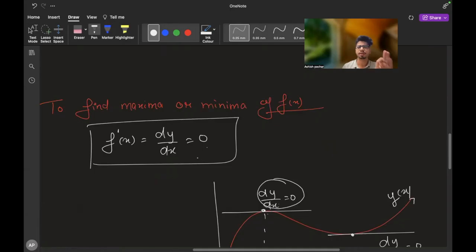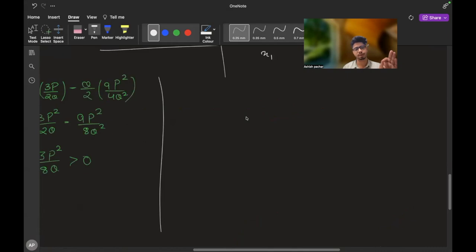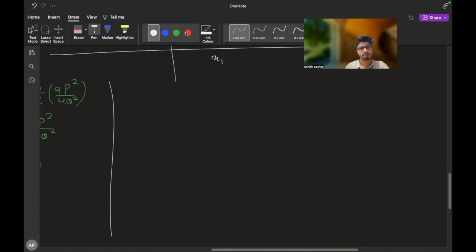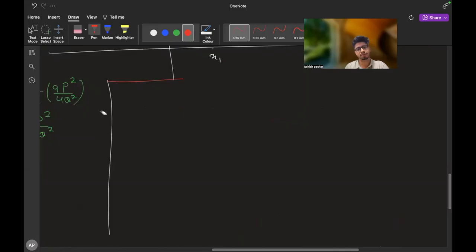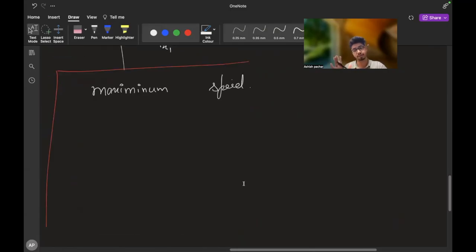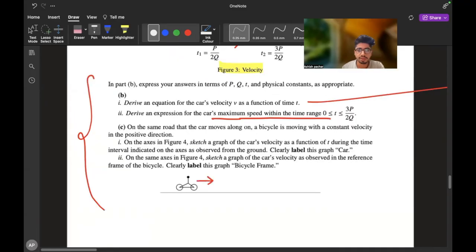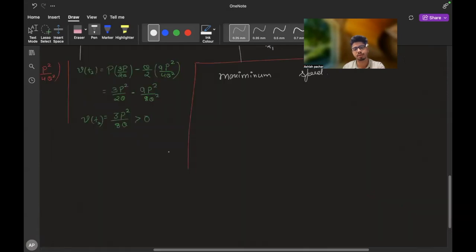Right now we are finding the maximum velocity. As per the question, we have to find the maximum velocity, or maximum speed, I would say. I think they are asking for the speed, so you do not have to worry about the direction. Just take the positive value, the maximum speed in that range.